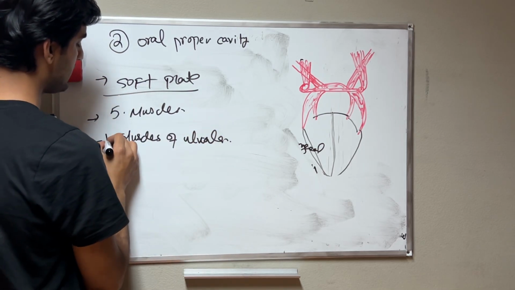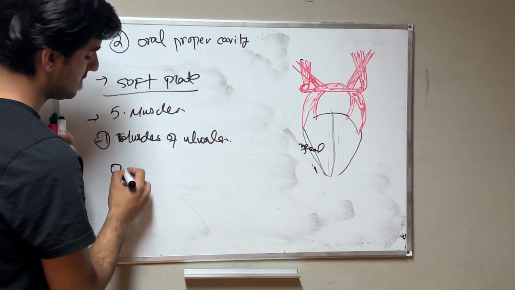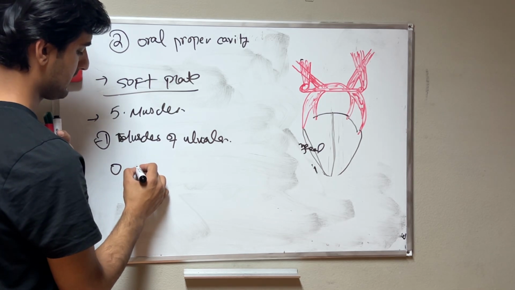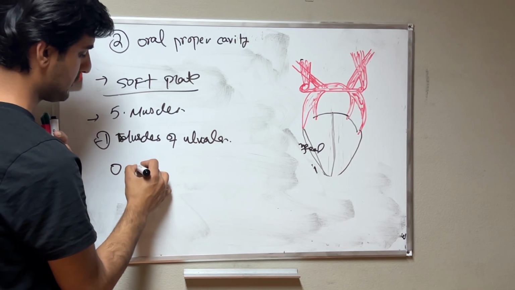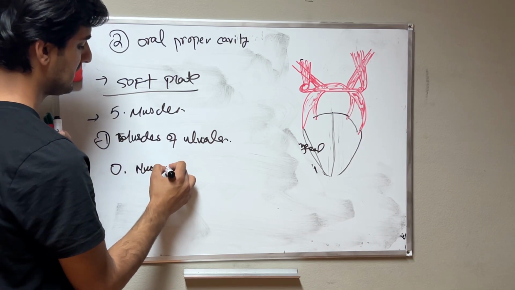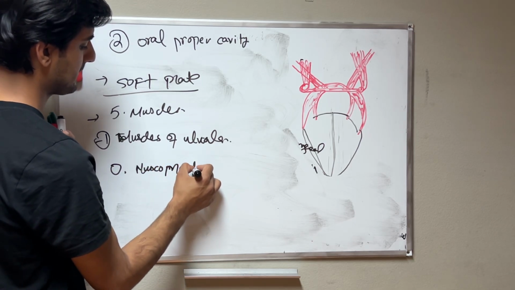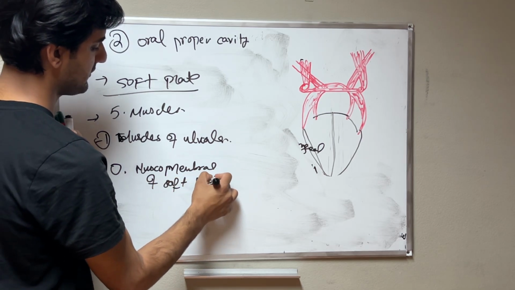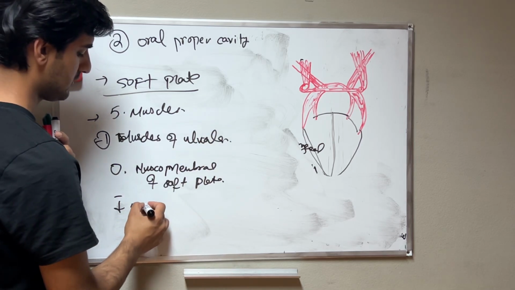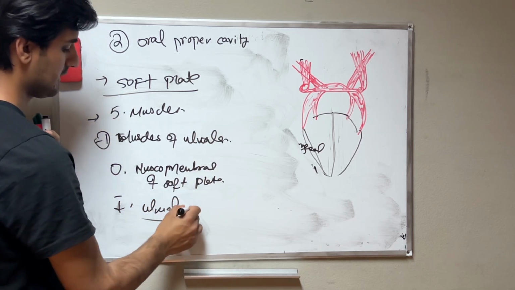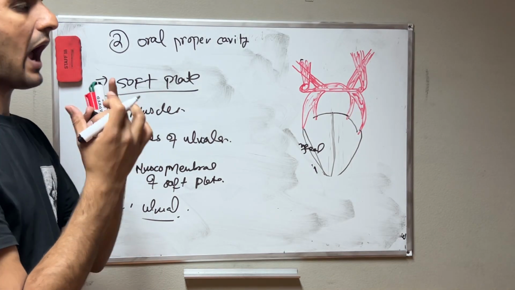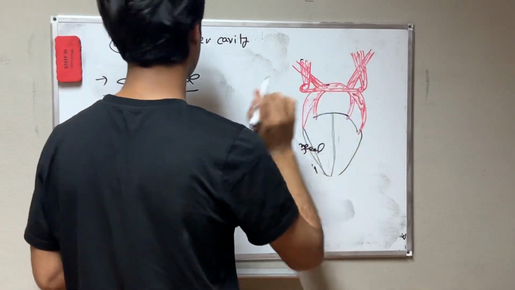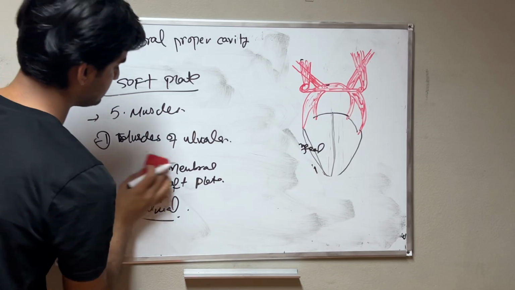The muscle of uvula originates from the mucous membrane of the soft plate and inserts into the uvula. If you open the mouth you can very easily see the uvula, which we have here. Then we have the second muscle.